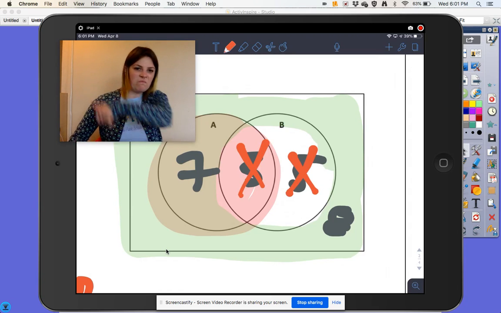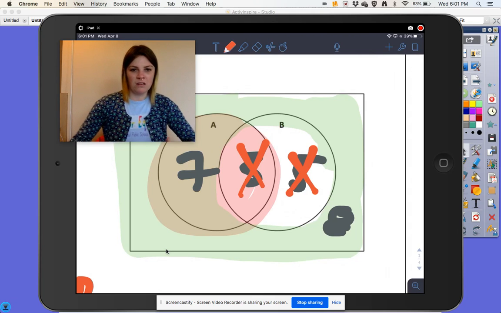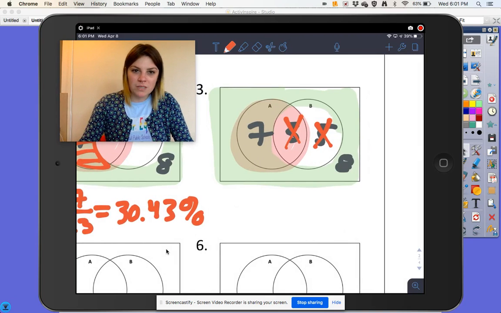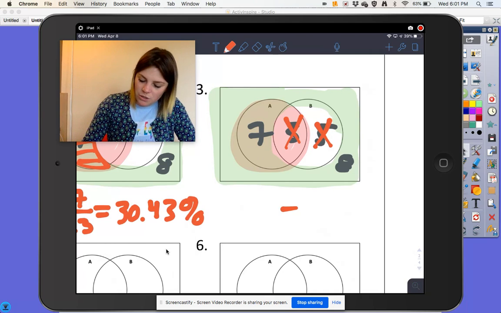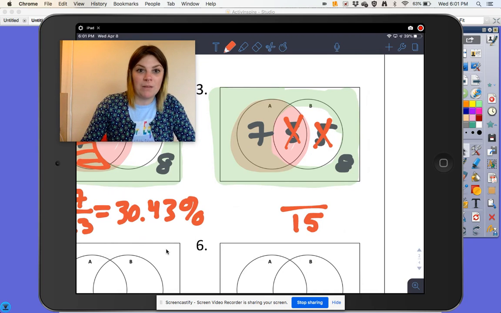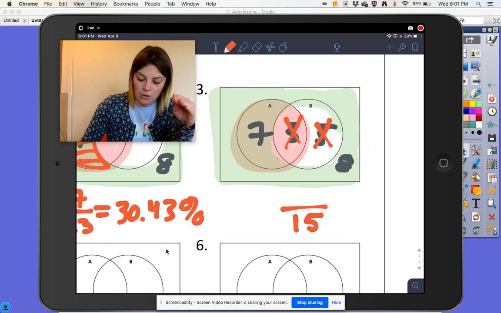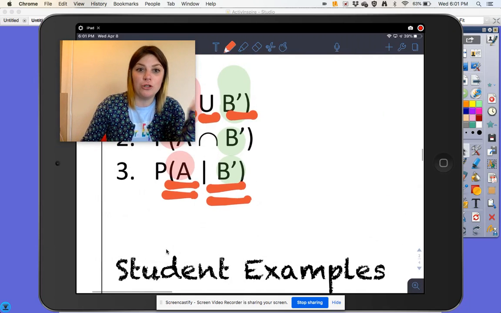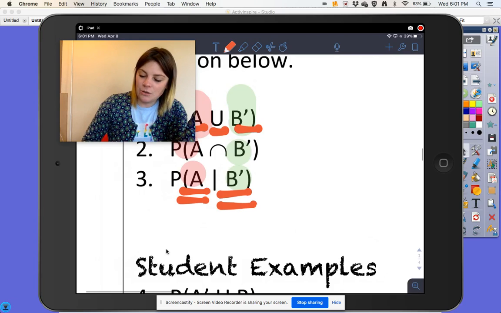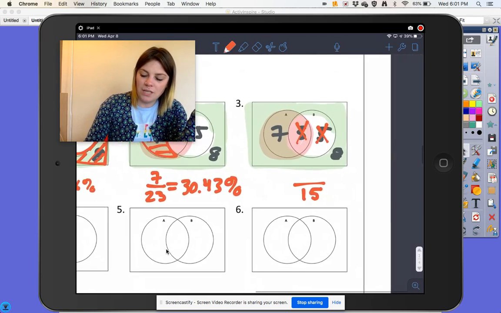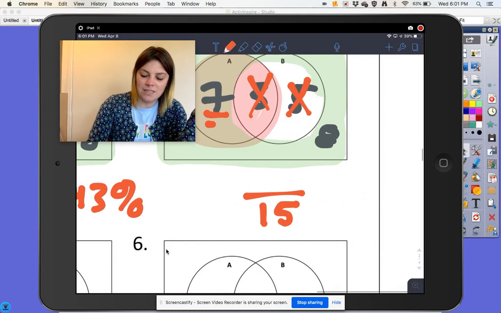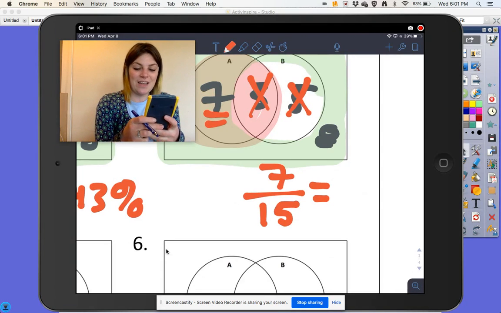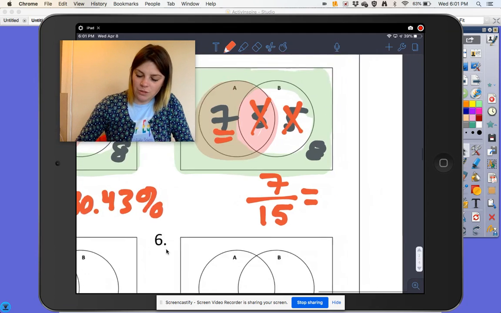This 5, start walking. So what is our new total? Our whole world just got so much smaller. What's 7 plus 8? 15. So our new total is 15. That's B prime. And then within that, we want to know, right, how much of that new world is A? And so A is only the part that is red. So that's this 7. So it'd be 7 out of 15. Okay, so let's do it. 7 divided by 15.